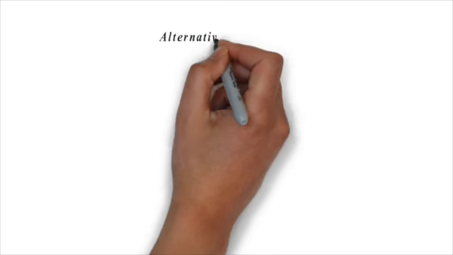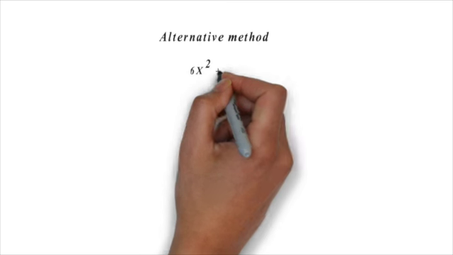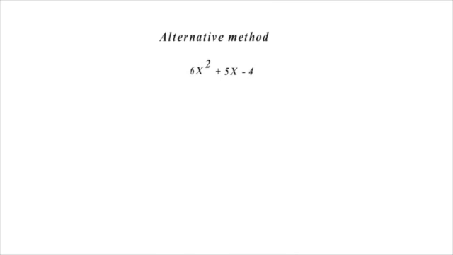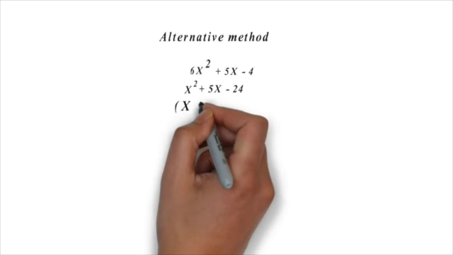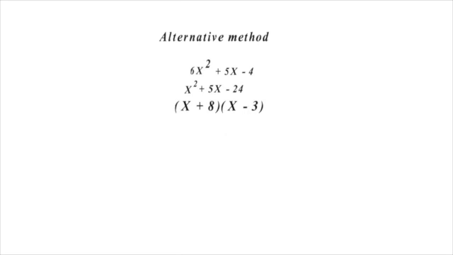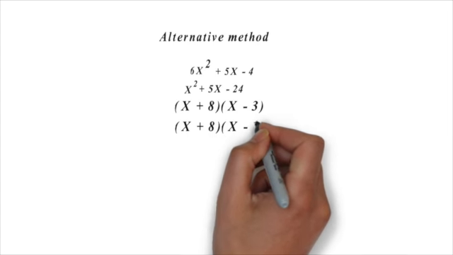Okay, now we are going to go over an alternative method for factoring trinomials. This method is only useful when the coefficient on the x squared value is greater than 1. So let's look at our previous example of 6x squared plus 5x minus 4. To begin, we change the problem. We take the 6 and multiply it with our 4. This gives us the expression x squared plus 5x minus 24. Now we factor this expression, so we get x plus 8 times quantity x minus 3.